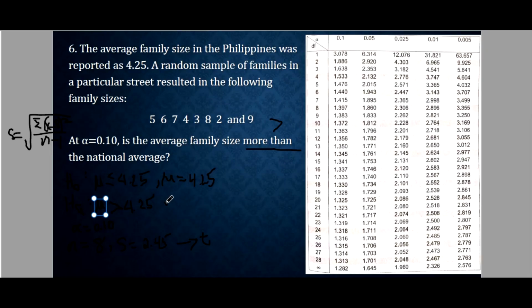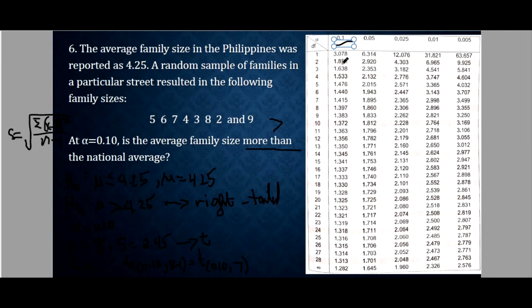Now, is this a two-tailed test or a one-tailed test? This is a one-tailed test, specifically a right-tailed test, since this is greater than. Therefore, our critical value, or CV, is positive t alpha. We will not divide this by 2 because this is one-tailed. So it is just alpha, which is 0.10, comma, the degrees of freedom is 8 minus 1. So we have t 0.10, comma, 7.